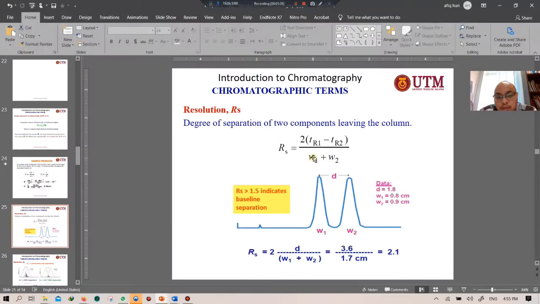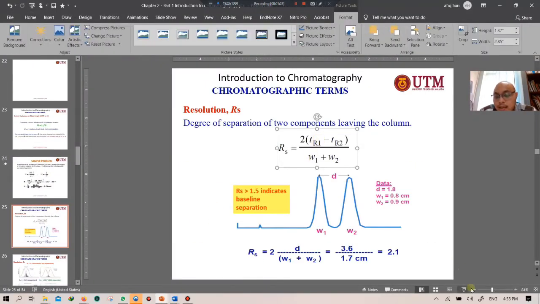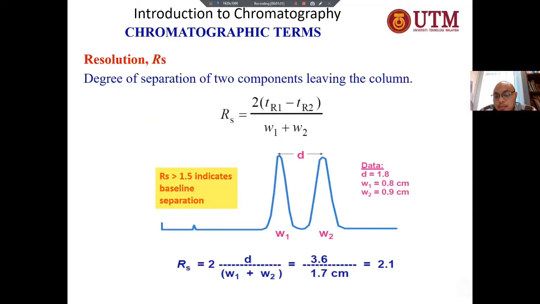Okay, I think I need to correct this, because it is a figure. It's actually TR2 minus TR1. It's not TR1 minus TR2. Okay, you need to correct that. You need to amend this formula to TR2 minus TR1.